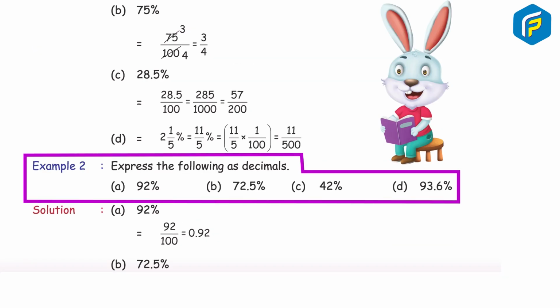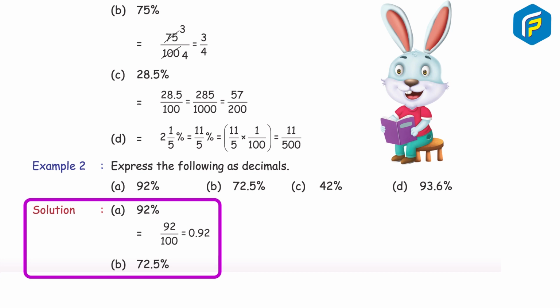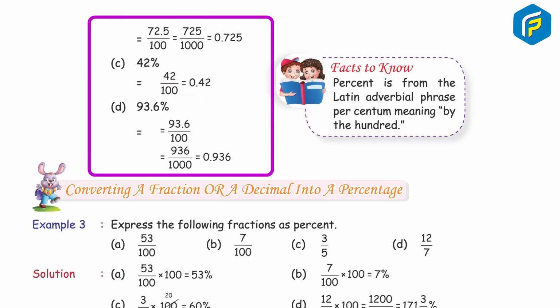Express the following as decimals: A 92%, B 72.5%, C 42%, D 93.6%. Solution: A 92%. 92 upon 100 is 0.92. B 72.5%. 72.5 upon 100 is equal to 725 upon 1000, which is equal to 0.725. C 42%. 42 upon 100 is equal to 0.42. D 93.6% is equal to 93.6 upon 100, which is 936 upon 1000, equal to 0.936.